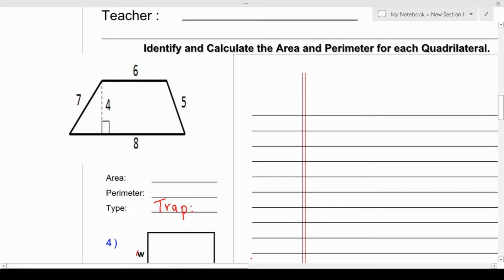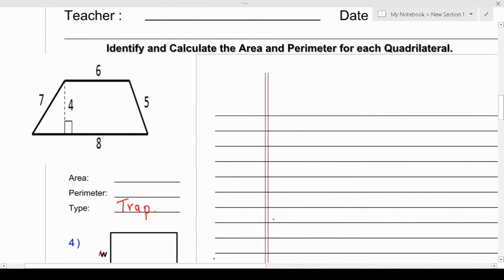And in order to do this one, we want to find its perimeter as well as its area. As I mentioned above, to find the perimeter of any of these, we're just going to add up all of their sides. So in light of that, we're just going to do 7 plus 6 plus 5 plus 8. Again, that's all of the sides. That is the perimeter. Let's go ahead and do that.